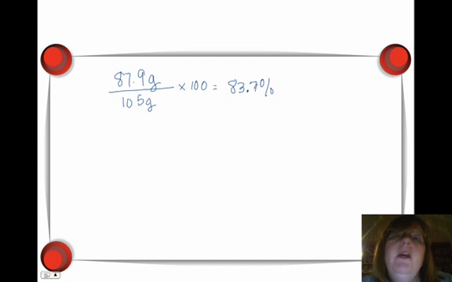So there you have it. That's percent yield. We already knew how to calculate a theoretical yield. We just didn't know that it was called a theoretical yield. You're given an actual yield. Divide the actual by the theoretical, multiply it by 100.